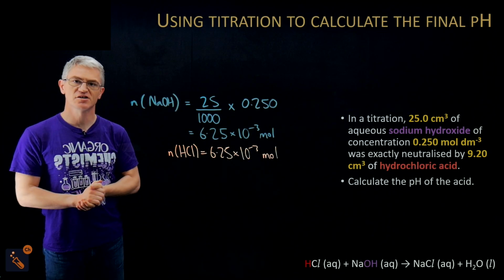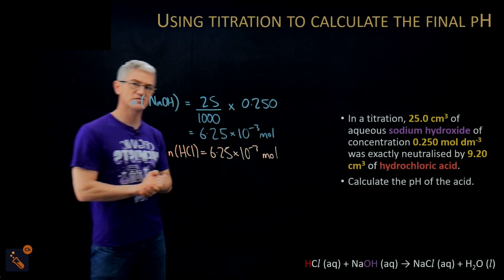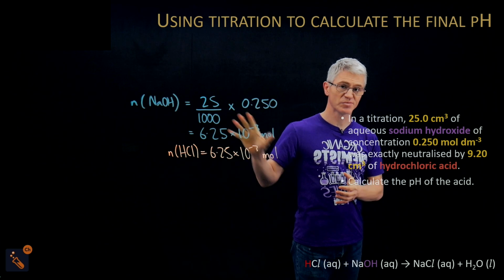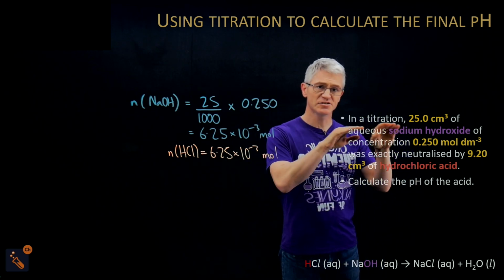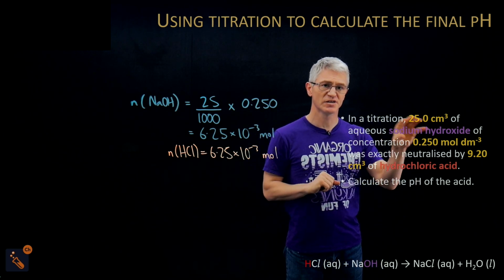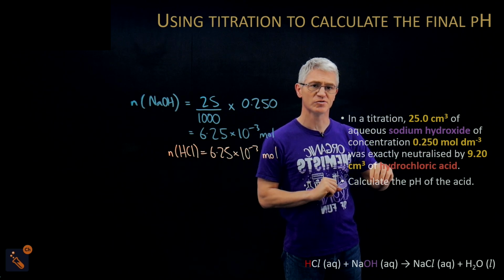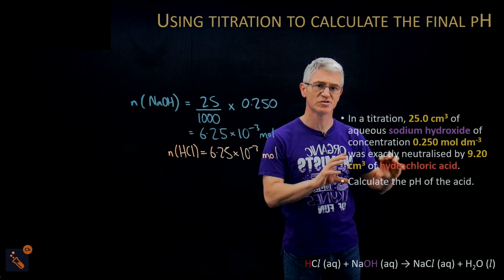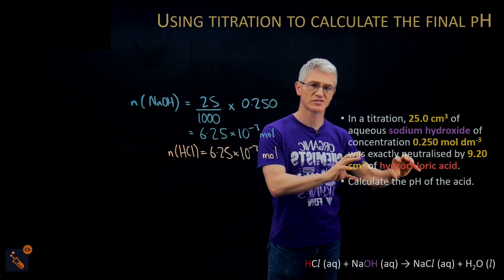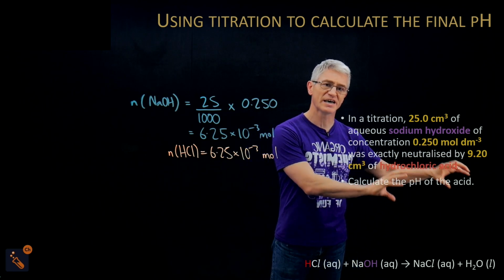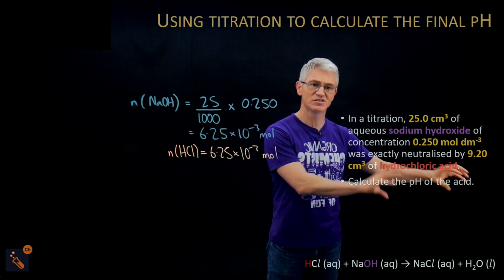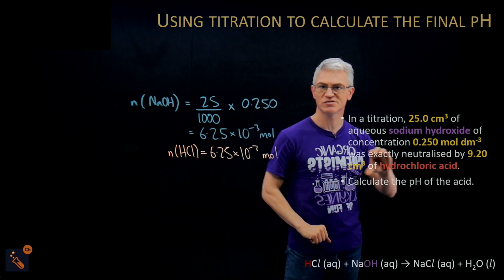So let's look at this titration question. We've done a little bit of working out for you already. In the titration, 25 centimetres cubed of the aqueous sodium hydroxide has a concentration of 0.25 moles per decimetre cubed. It's neutralised by 9.2 centimetres cubed of the hydrochloric acid. It wants the pH of the acid. So that's the original acid. What's the pH of that original acid?